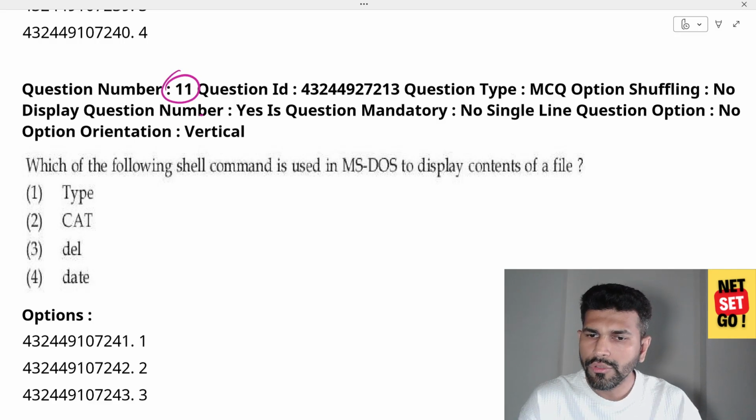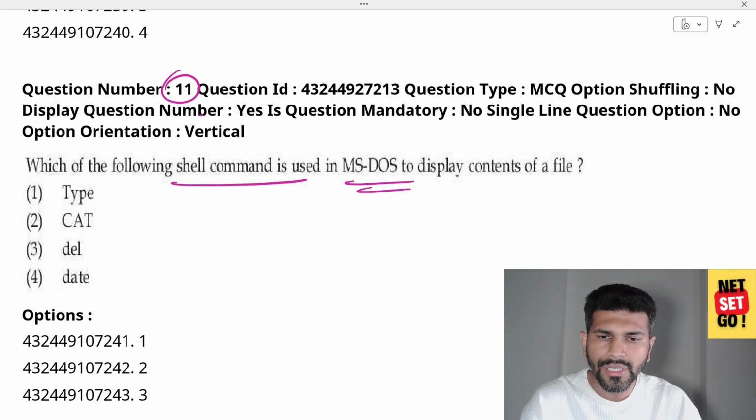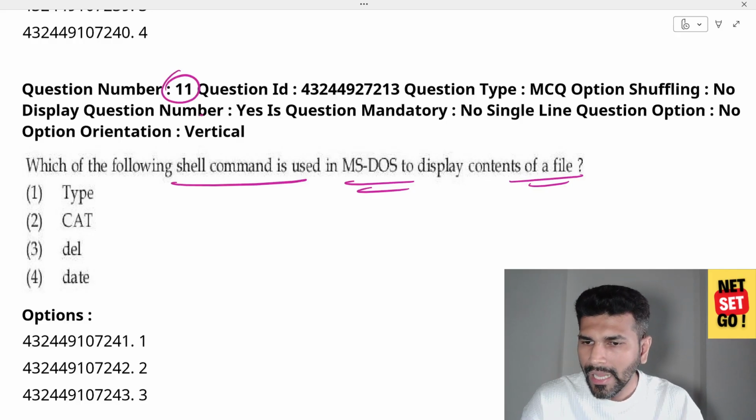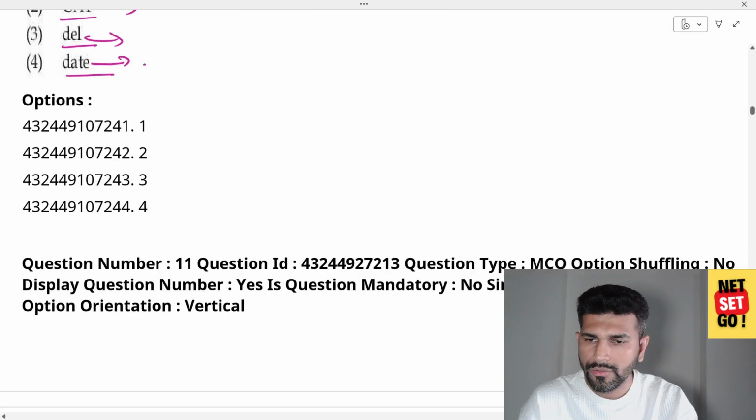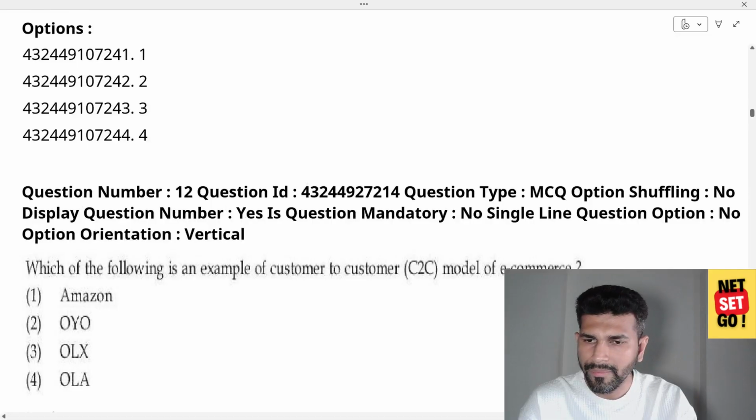Next, which of the following shell command is used in MS-DOS to display the content of a file? Type, cat, del or date. Correct answer is type. Cat is used in Linux operating system. Del is used for deleting the file, and date is used to change or view the date. So option 1 is correct answer.